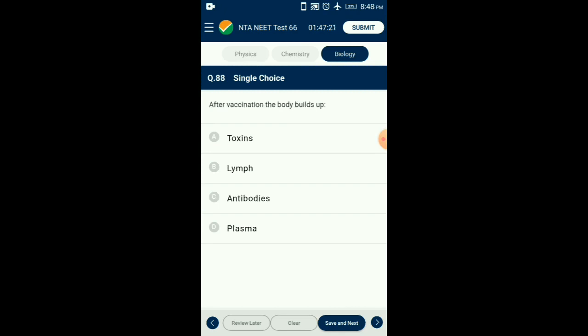Question number 88. After vaccination, the body builds up an antibody, also known as immunoglobulin, a large Y-shaped protein produced mainly by the plasma cells that are used by the immune system to neutralize pathogens such as pathogenic bacteria and viruses. So the answer is option C, antibodies.